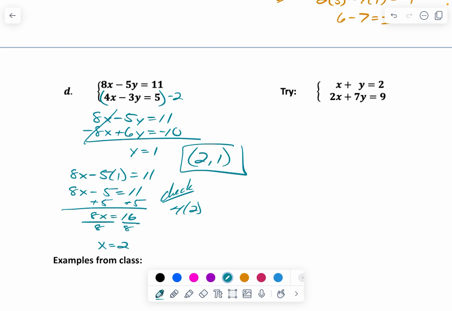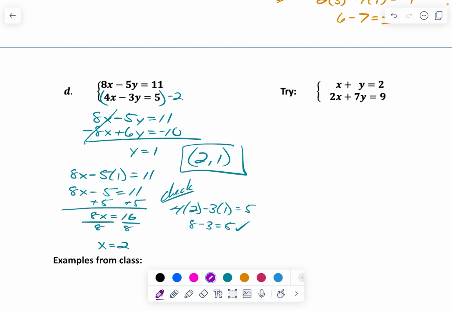4 times 2 minus 3 times 1. Does that equal 5? 8 minus 3 equals 5. Check. I love this. I hope there's lots of 100% on our next quiz because you can check your answers.